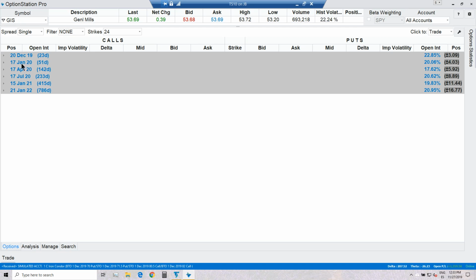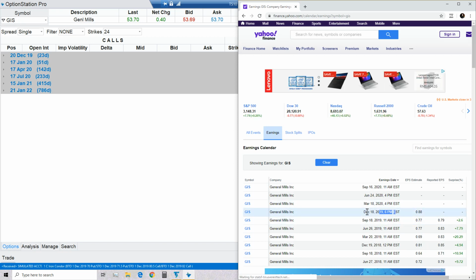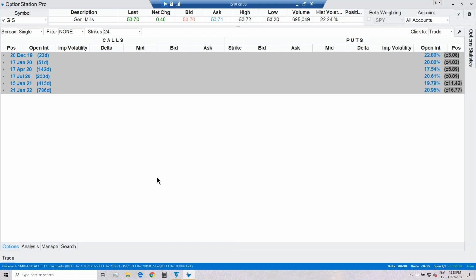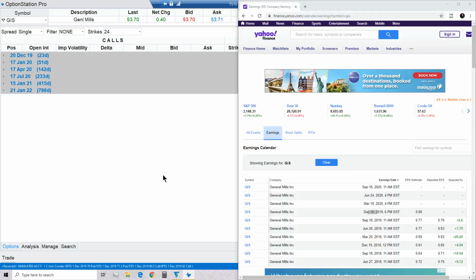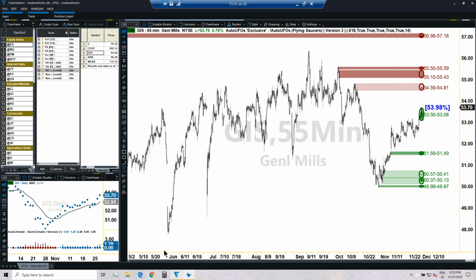Oh, okay, bad news. We are done with this trade because there are no weekly expiration dates. We only have monthlies, and the monthly expiration date happens to be December 20, where we said earnings are on the 18th. So we just cannot do it. There is no opportunity with GIS. Okay, good.